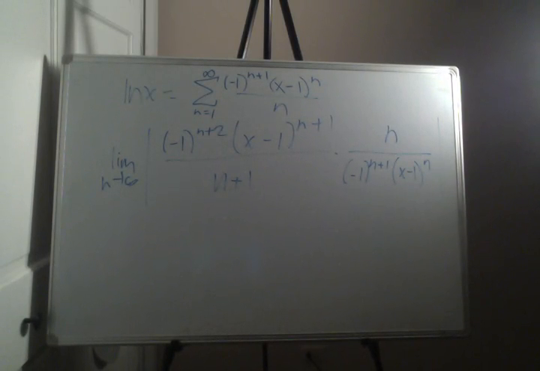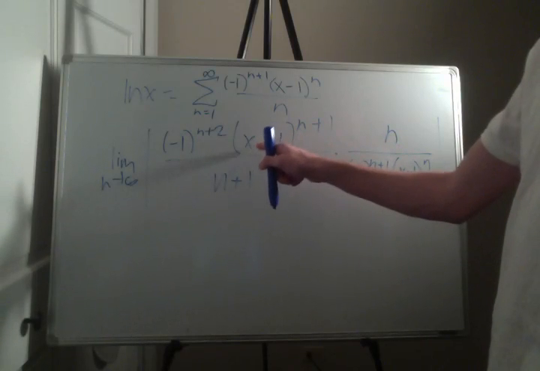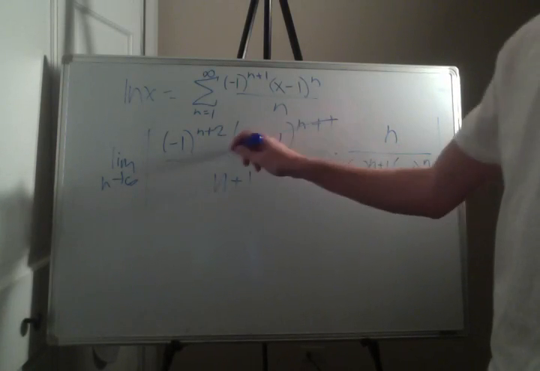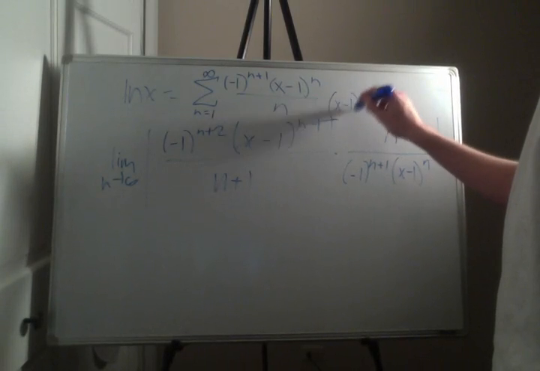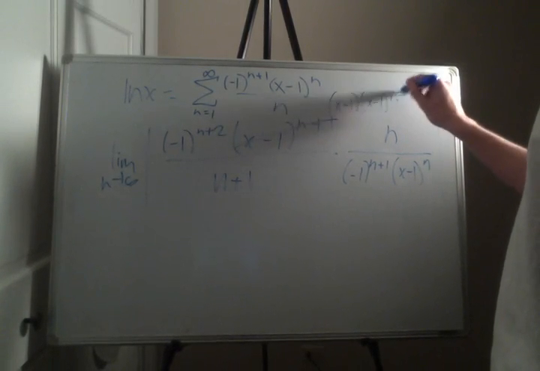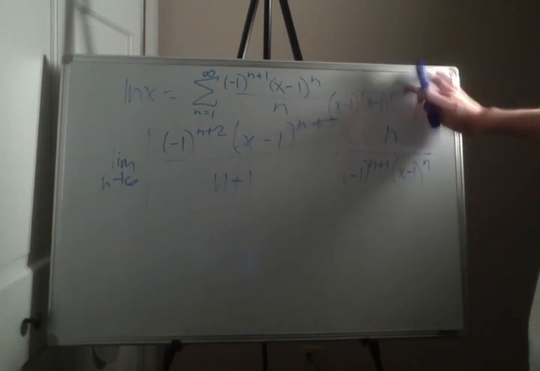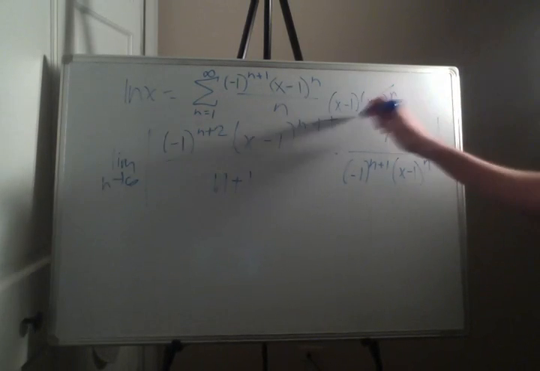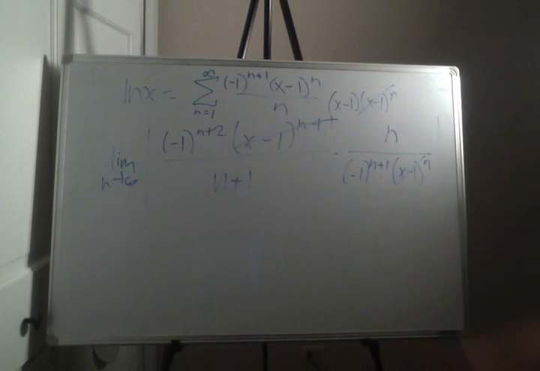Now it's time to simplify this. So this right here, x minus 1 to the n plus 1, is the same thing as saying x minus 1 times x minus 1 to the n. That's just an algebra rule, so we can cross these out and simplify that.